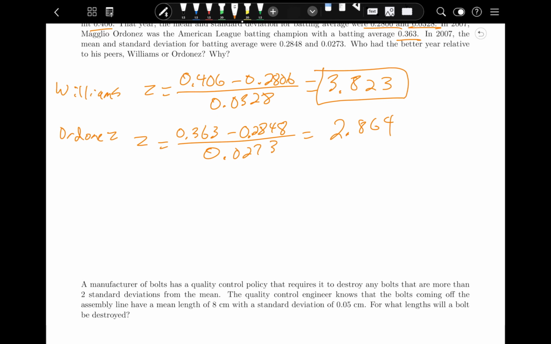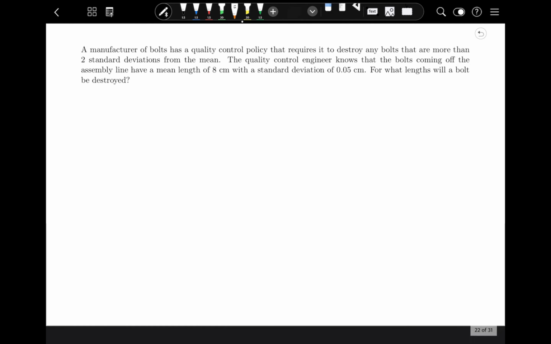Okay, so that's the idea. Then down here, a manufacturer of bolts has a quality control policy that requires it to destroy any bolts that are more than 2 standard deviations from the mean. The quality control engineer knows that the bolts coming off the assembly line have a mean of 8 centimeters with a standard deviation of 0.05 centimeters. What lengths will a bolt be destroyed?